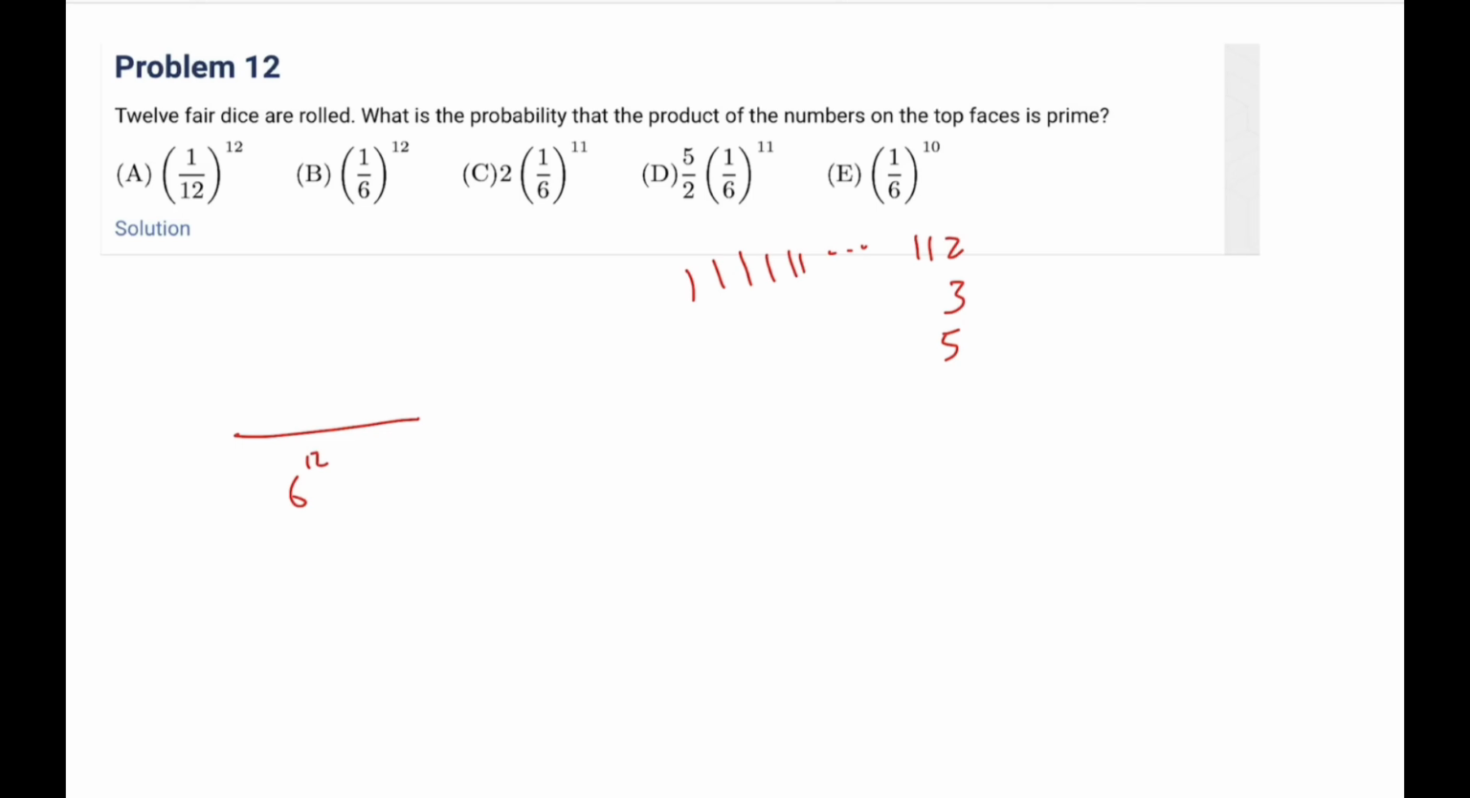And so here we have 12 choices for where to put the 2, and then 12 choices for where to put the 3, 12 choices for where to put the 5. So this is 36. The answer is 72. This is 6 squared over 6 to the 12th power. This is 6 to the 10th power over 1. So the answer is E.